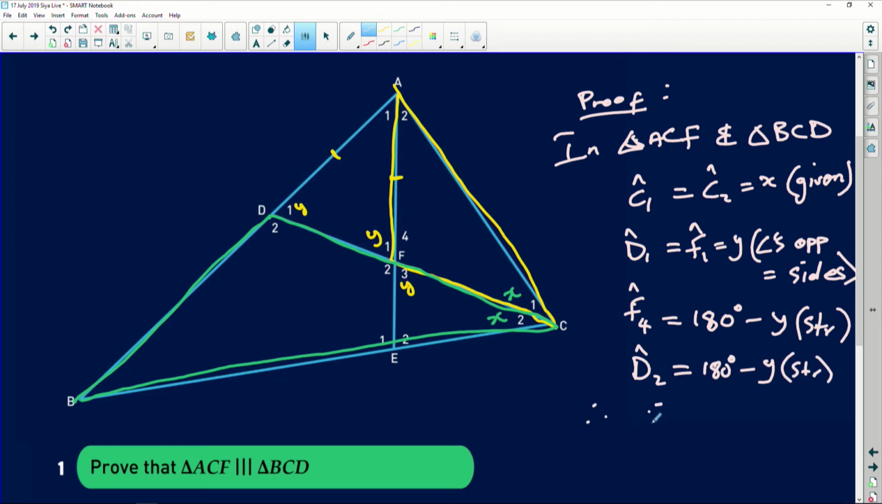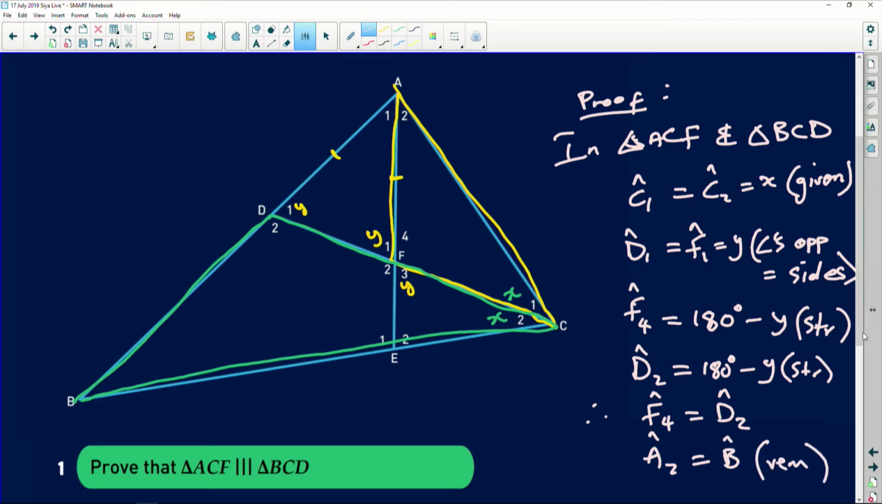Therefore, it would then mean that F4 is equal to angle D2, and they both equal 108. Then lastly, I will say angle B. Remember, we're starting with the other triangle, right? Not BCD. In triangle ACF, the remaining angle will be angle A2. So A2 is equal to B. Remember, the reason for this will be remaining angles of a triangle.